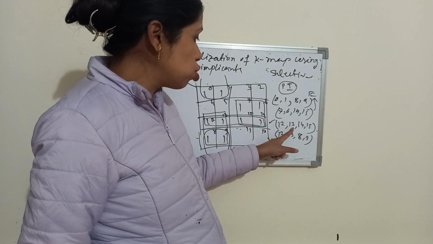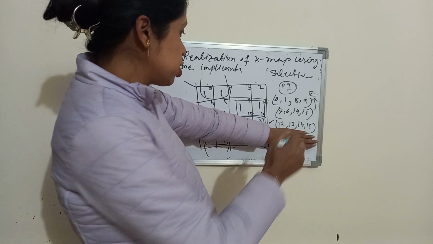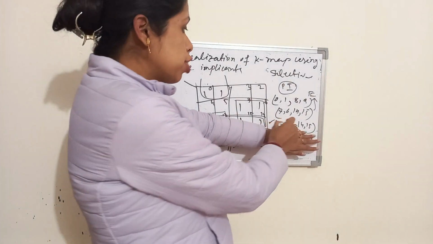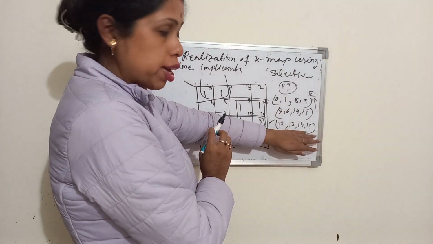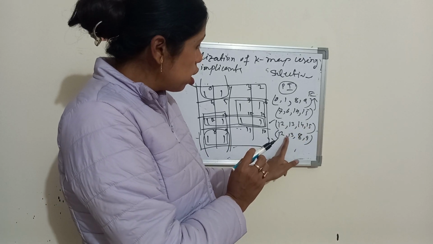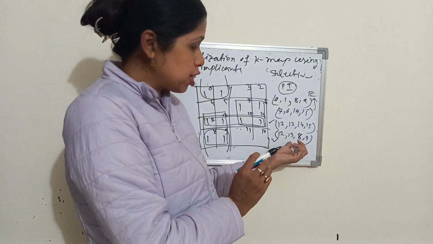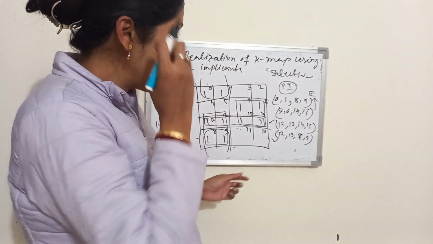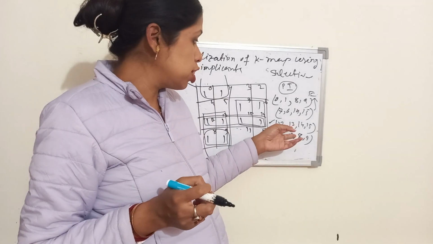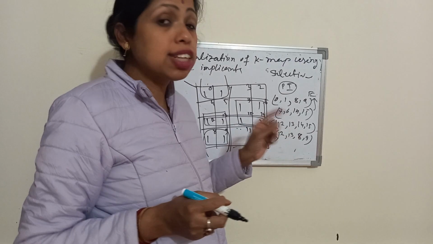So either you consider this one or you consider this one. Suppose you consider this one, now you can see 14, 15 is common in other groups, but 12, 13 is not common. So it is a selective prime implicant. If you remove this one, 8, 9 is common here, but 12, 13 is not common. So you cannot say these two are essential prime implicants. If you consider these two as essential prime implicants, it is not correct. These two are selective prime implicants.